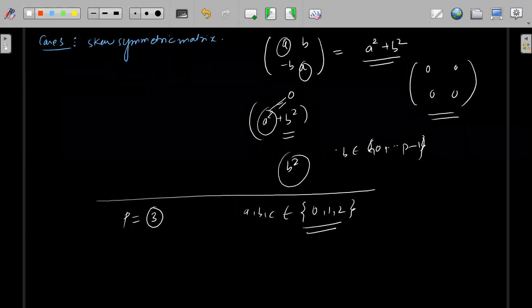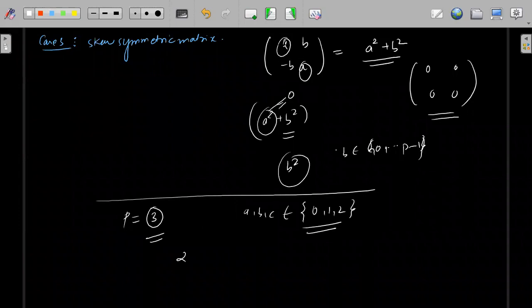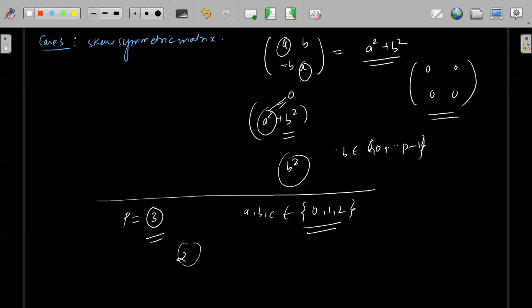But the problem with this is that now each element has 3 options, so 3 to the power 3, you have to form 27 matrices, which will take a longer time. If you are using this method in the exam, then it is fine, but you have to start using this method only from the beginning, because this will take more time than this one.